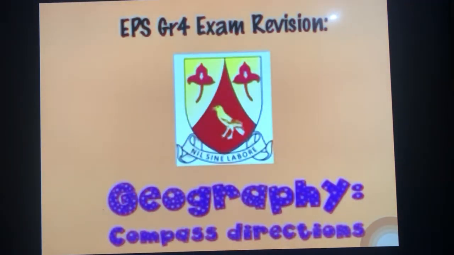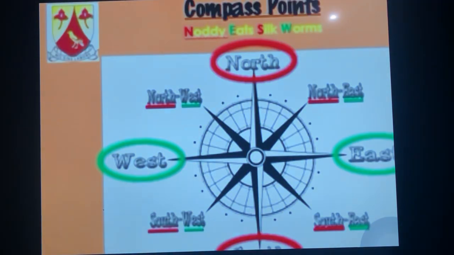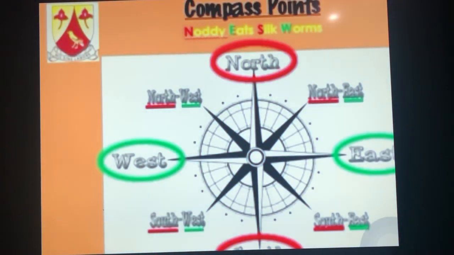About the compass directions. Well, compass points, there are 8 that you need to know. The most important being north and south. You can see that they're circled in red over there. Those are the cardinal points, north and south. And then you get west and east. Those are the second most important points. That's why they are green. Okay, so north, south, east, and west.